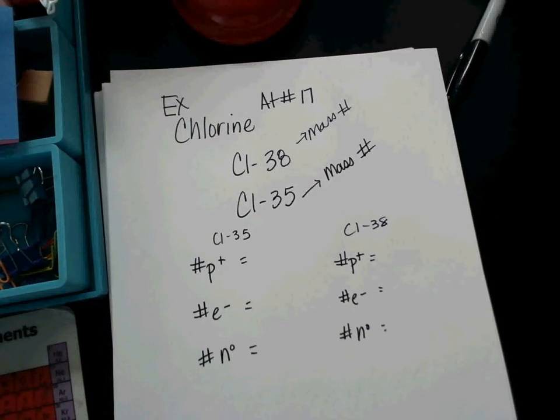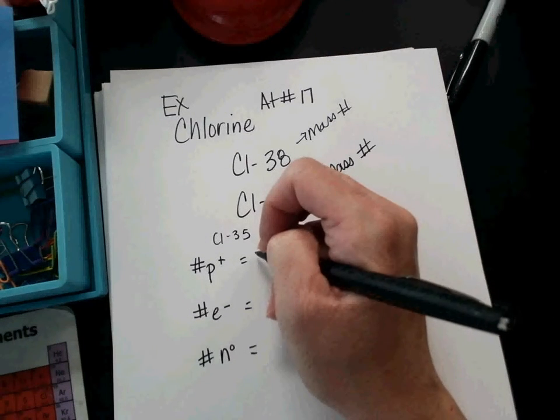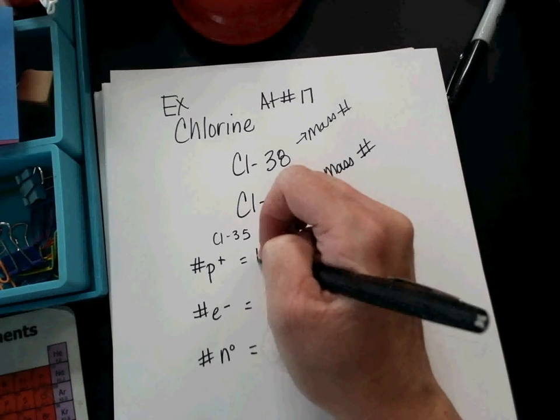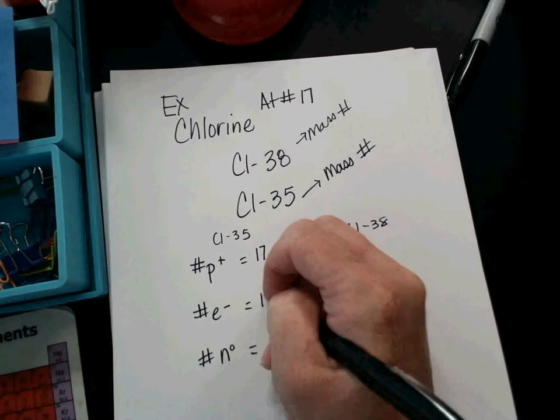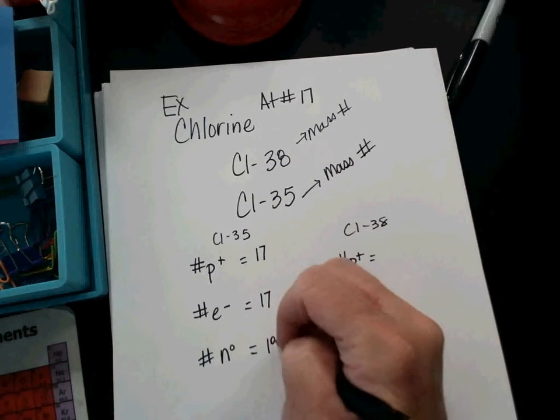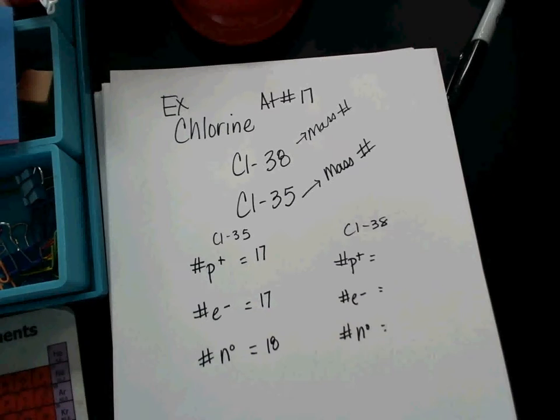Okay, who wants to read me their answers for chlorine 35? Who's got it? Josh. So 35 is 17, 17, and then 18. Stand up if you agree with him. All right, good. Now here's my next question.